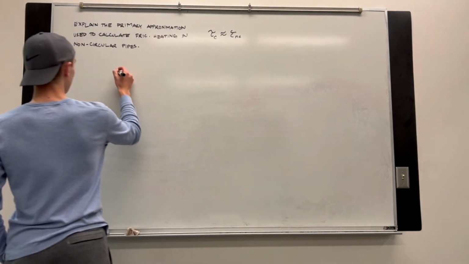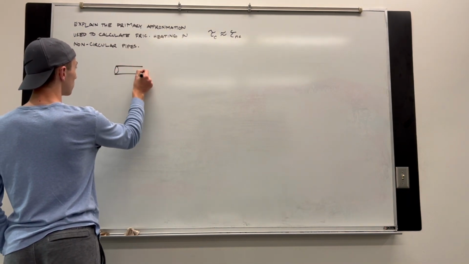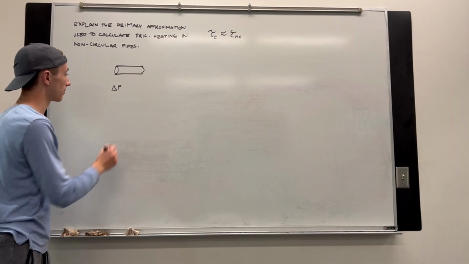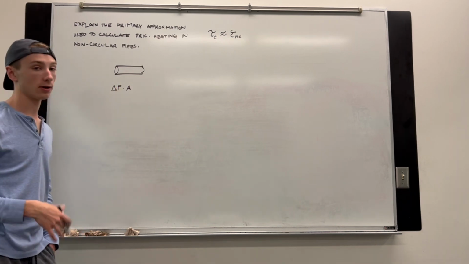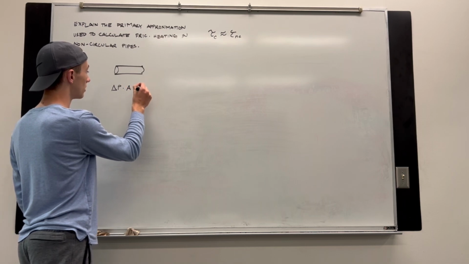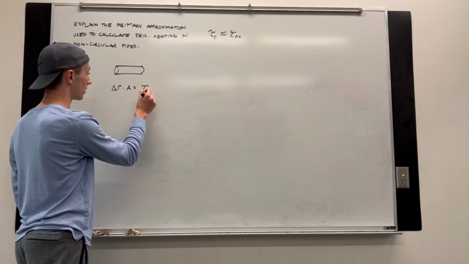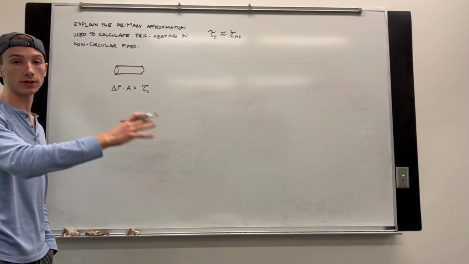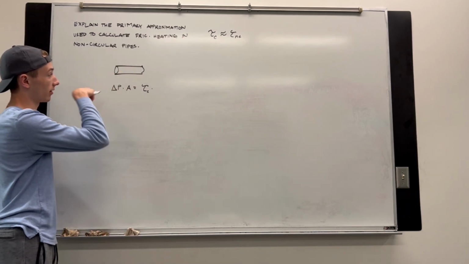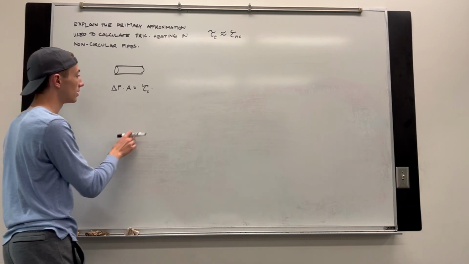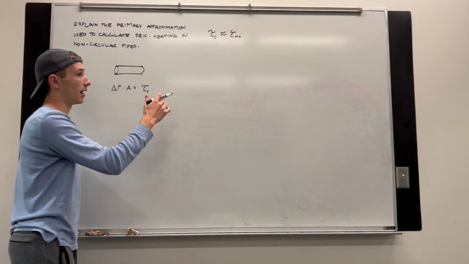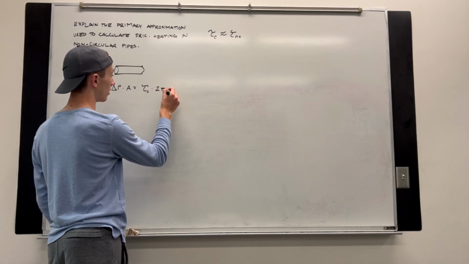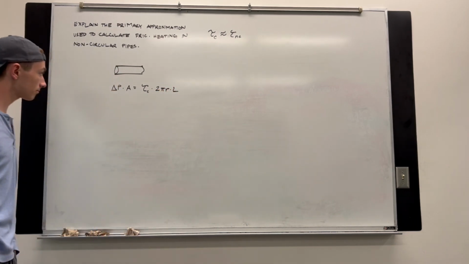So if you remember, for a cylindrical pipe, we know that the change in pressure across that pipe times the cross-sectional area of that pipe is equal to the shear stress, again of a circular pipe, times the area in which the fluid contacts the surface, which is going to be the inside surface area of the pipe. So we have something like the circumference times the length, right? So 2 pi r times the length.